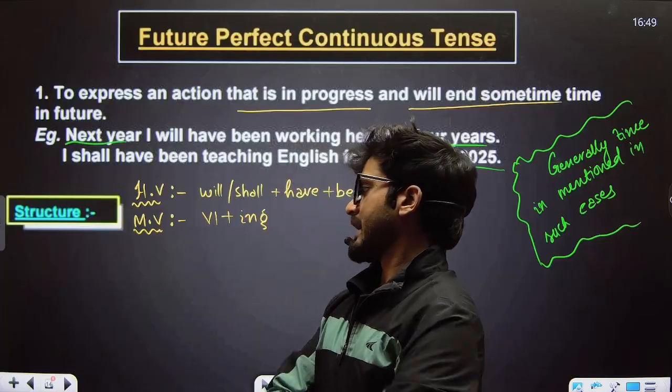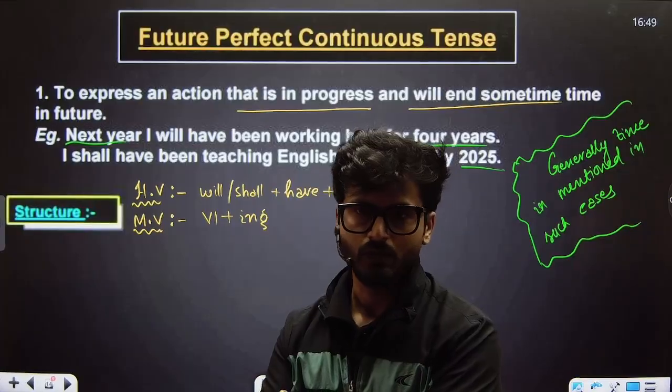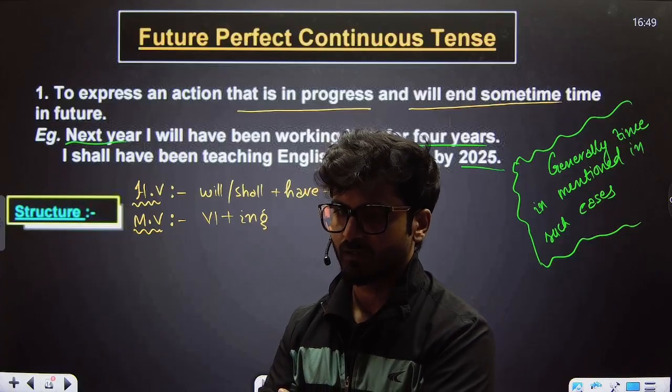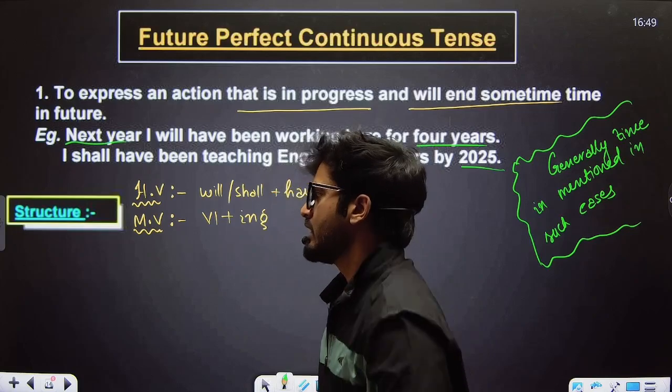Since is used for the past, right? What are you going to do for the present scenario? You are going to use for. Good. Since भी use करोगे, you are going to use from. Okay. You are going to use what? From.